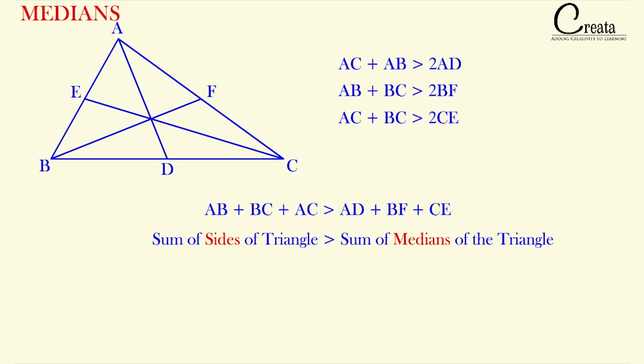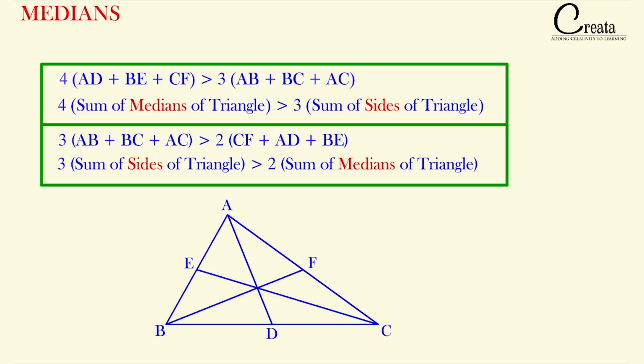Moving further to our next relations, we will study two relations together. These two relations are: 4 times the sum of medians of the triangle is greater than 3 times the sum of the sides of the triangle. The next relation is: 3 times the sum of sides of the triangle is greater than 2 times the sum of medians of the triangle. These are two important relations. The common mistake that students make is that they interchange 4 with 3 and 2 with 3.